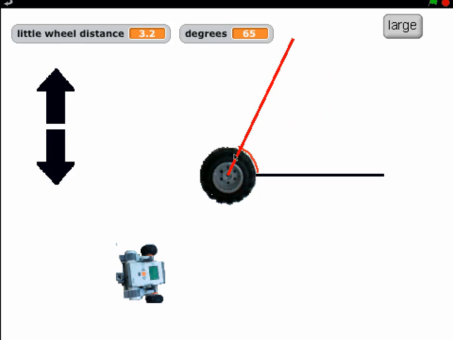And you can see here, this is the angle through which your wheel is moving, and this here represents the distance it travels. And you can see the distance is a part of the circumference of the wheel. All the way around the wheel is called its circumference.